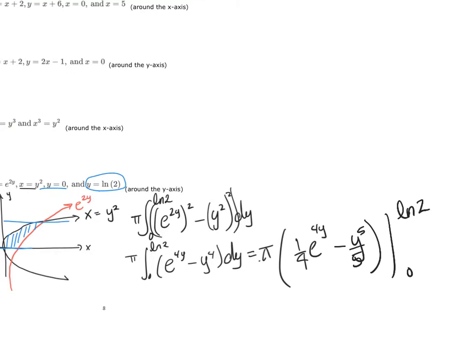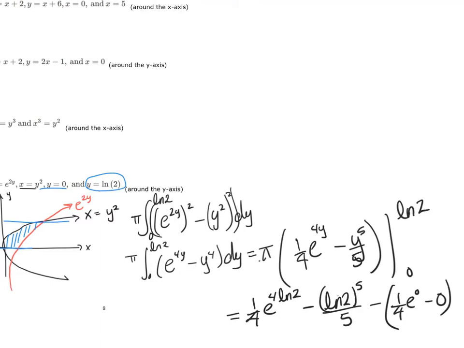So going ahead and putting in the natural log of 2 and 0. So I have 1/4 e to the 4 natural log of 2, minus the natural log of 2 raised to the 5th power divided by 5, minus 1/4 e to the 0 minus 0.